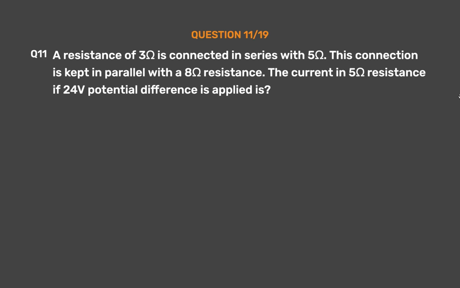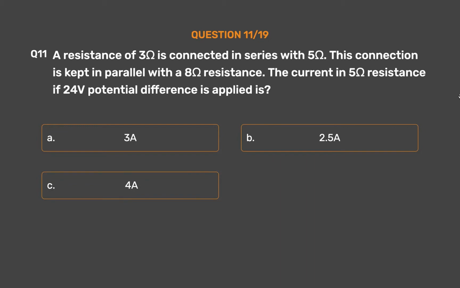Question number 11. A resistance of 3 ohms is connected in series with 5 ohms. This connection is kept in parallel with an 8 ohms resistance. The current in the 5 ohms resistance, if a 24 volts potential difference is applied, is: option A, 3A; option B, 2.5A; option C, 4A; option D, 2A.